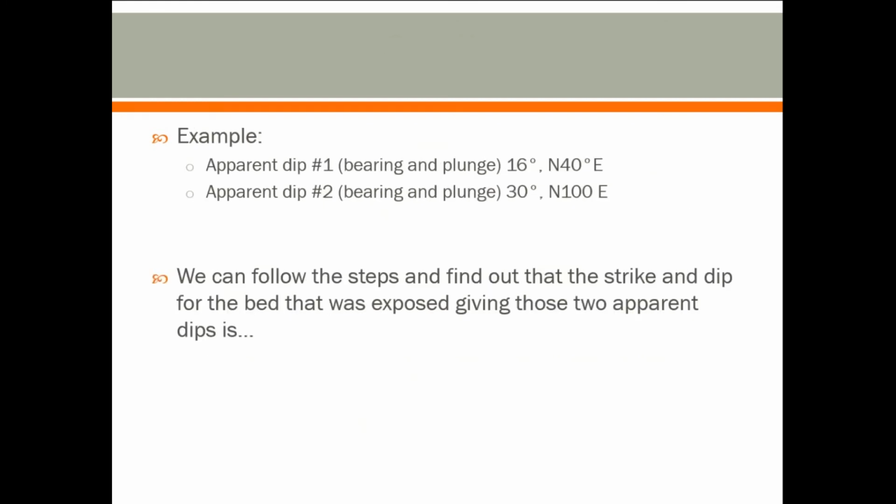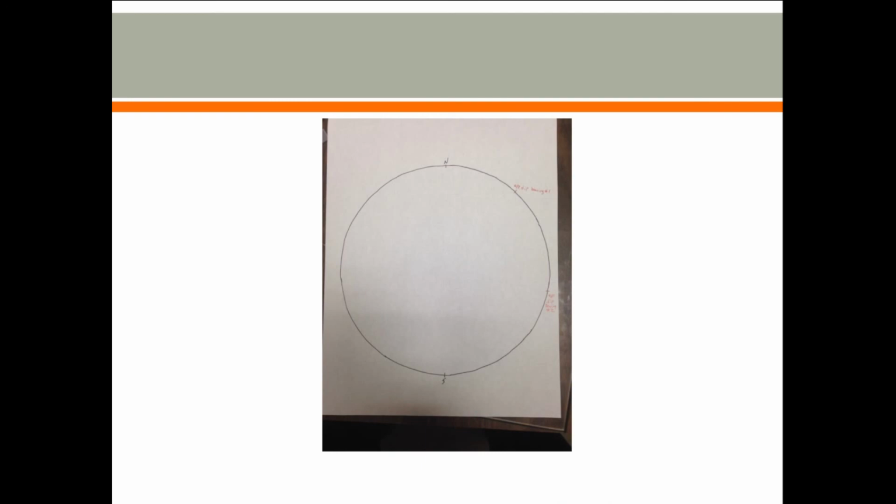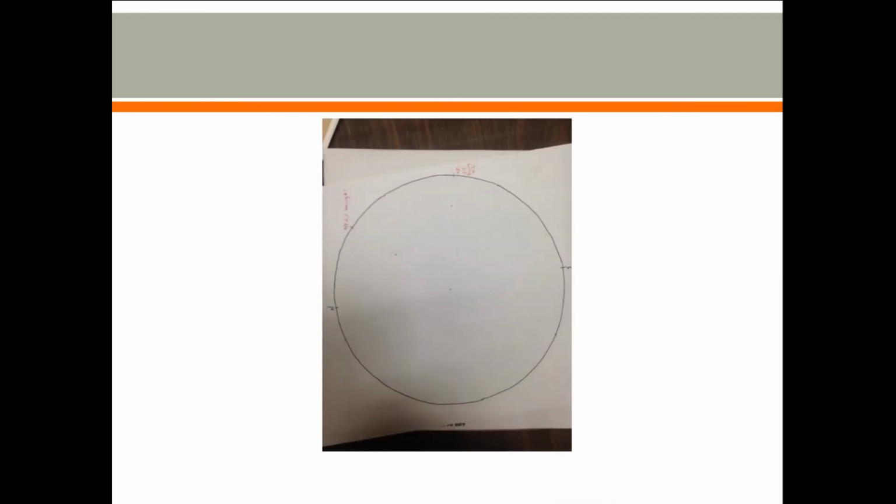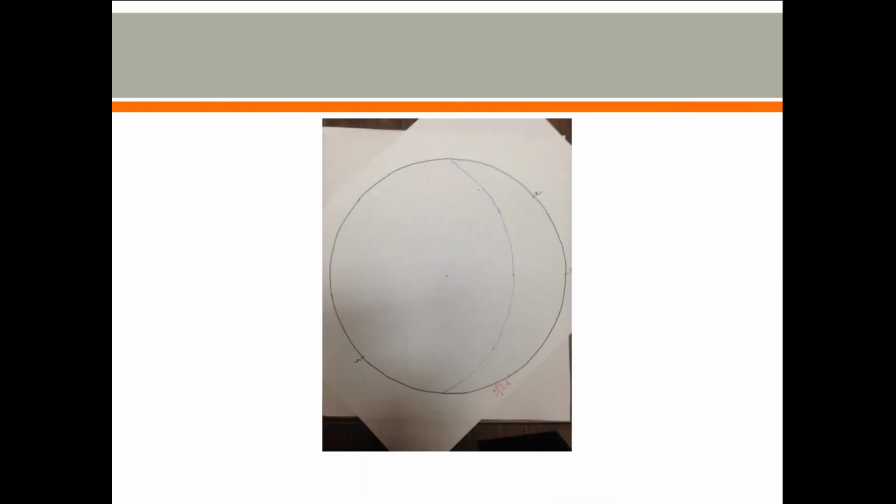So to step you through an example, the apparent dip on wall 1 has a bearing and plunge of 16 degrees and north 40 degrees east. Second wall, we have 30 degrees and north 100 degrees east. So if we follow those steps, using the two apparent dips, we'll find the strike and dip of the bed. So I mark the two bearings. One at a time, I turn them and count in for the plunge. And there's the second plunge, those two little red dots on there. Then I rotate it until they line up on a great curve, and I trace it.